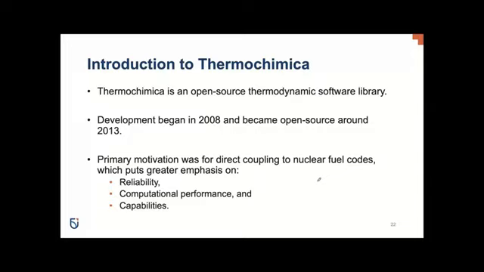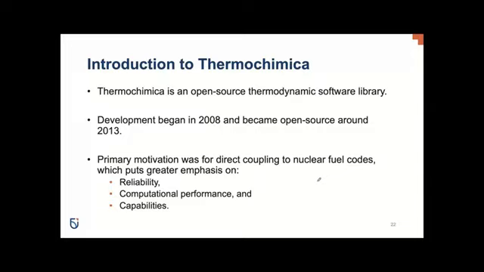Computational performance is the second objective of the development of the software. Again, if you're calling it within, let's say, a fuel performance code 1 billion times, and the Gibbs energy minimizer runs inefficiently, that can have a pretty huge impact on executing the overall simulation. So that has been a primary area of attention for us, including algorithm development and implementation. And lastly is capabilities.